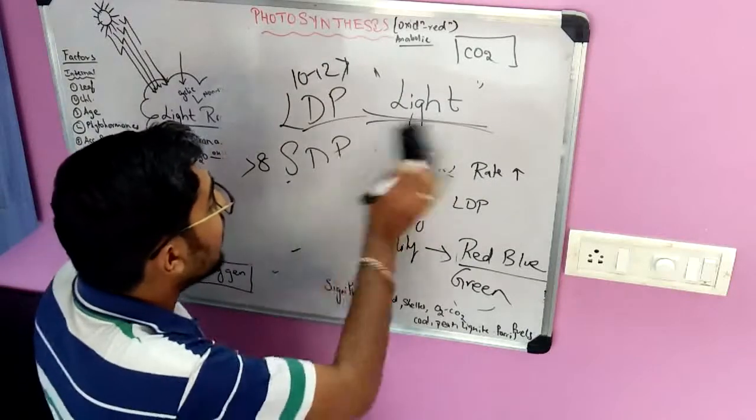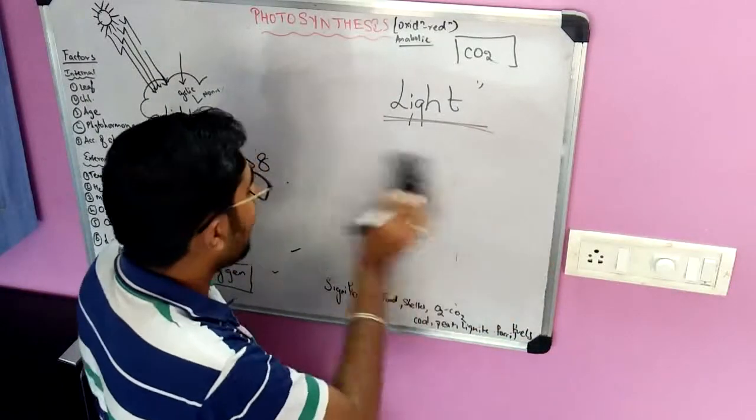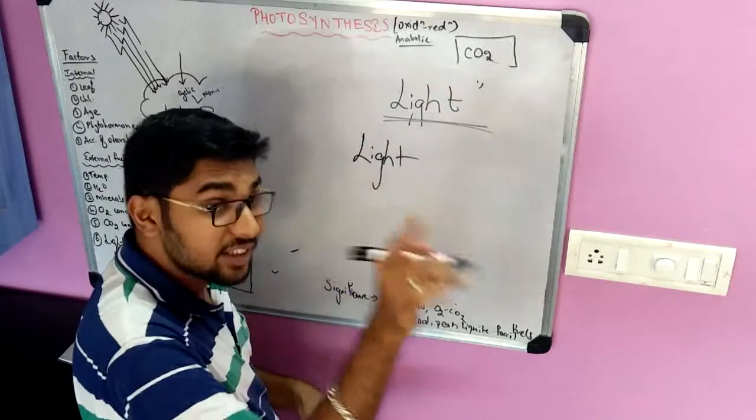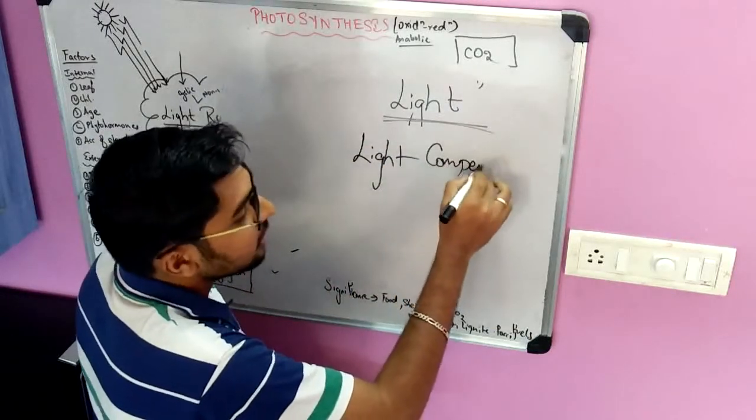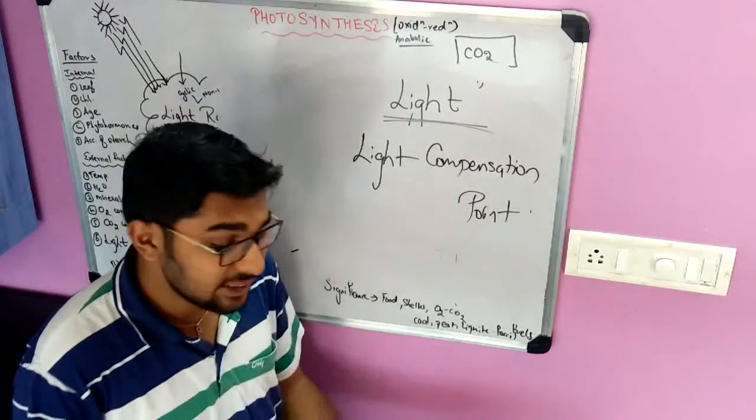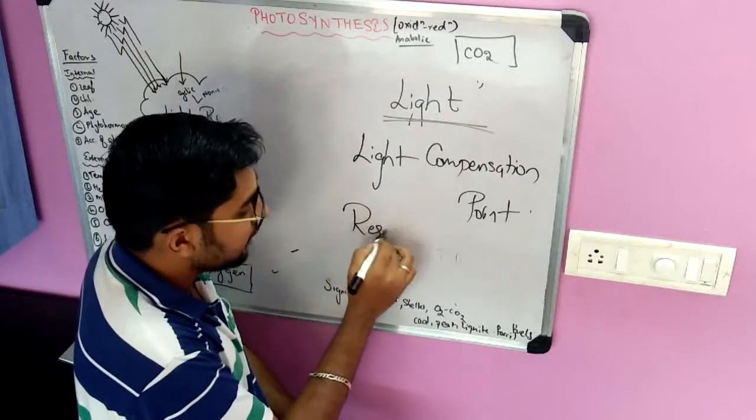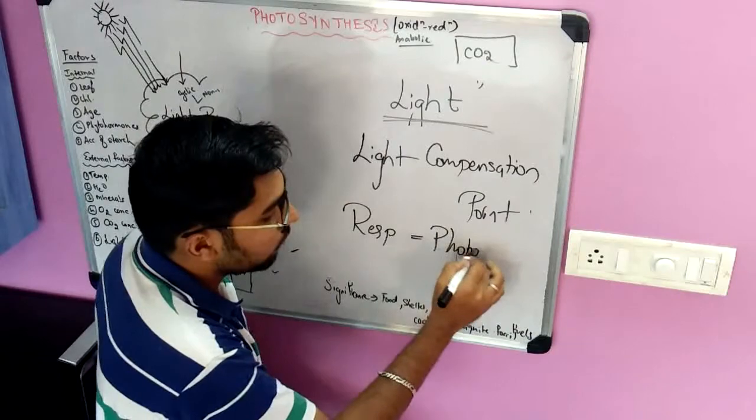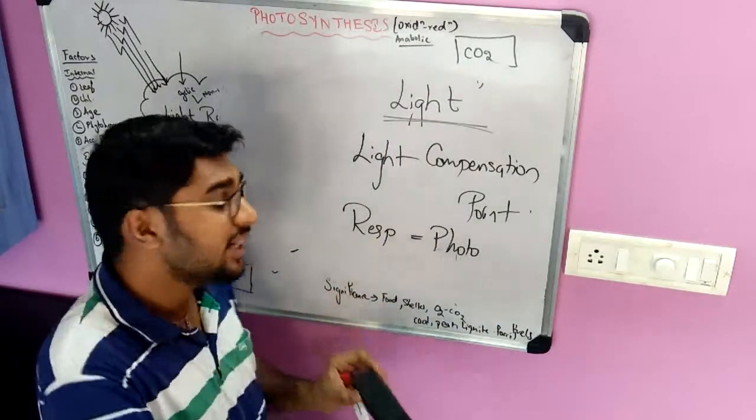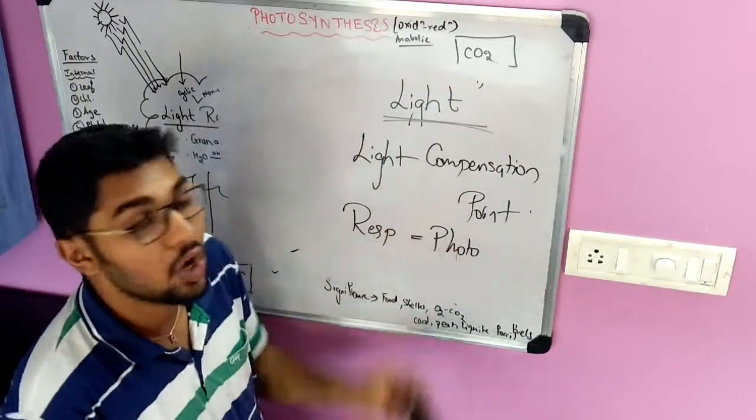Light is very important. And here you have another very important point called the light compensation point. Like we studied the carbon dioxide compensation point, it is the same thing. What is this light compensation point? It is that intensity of light at which the rate of respiration is equal to the rate of photosynthesis. That is called the light compensation point.